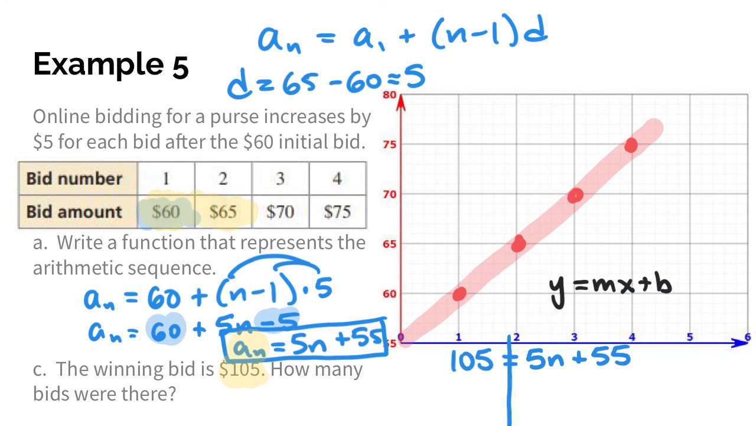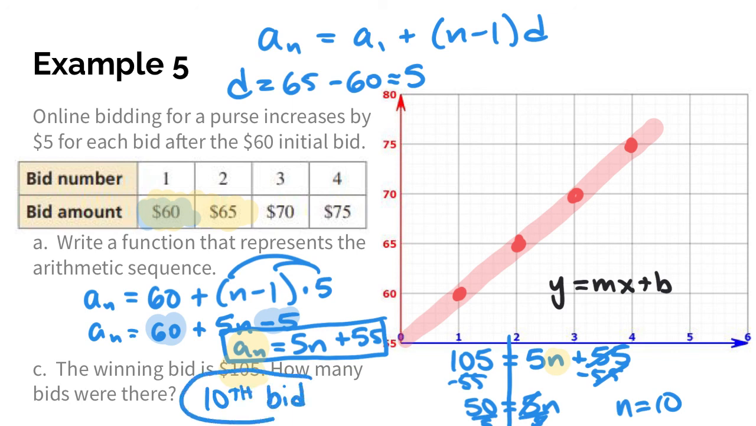I have 5n plus 55, so what we have to do is solve for n, get n by itself. So I'm going to start off first by subtracting 55 from both sides. By doing so, that would give me 50 on the left and cancel on the right, and then I have 5n. And then lastly, I'd have to divide both sides by 5. Sorry, running out of real estate there. So again, here the 5s would cancel, and I would get n equals 10. And that means that the winning bid would be the 10th bid overall. So this would keep going, and that 10th bid would be the one that would win this purse for 105 bucks straight up.